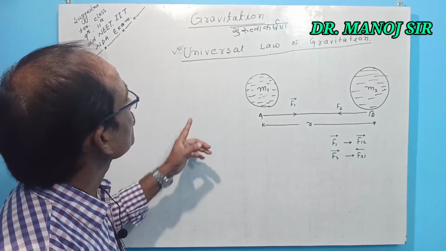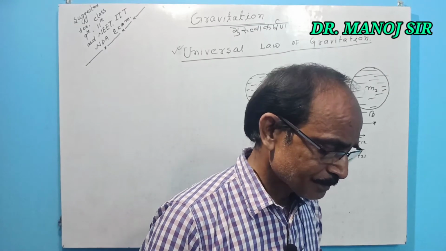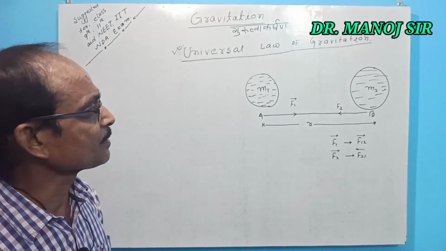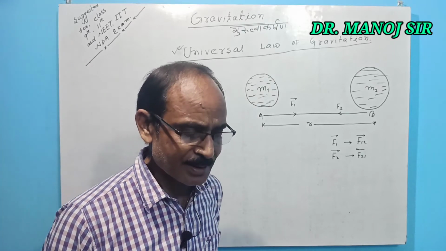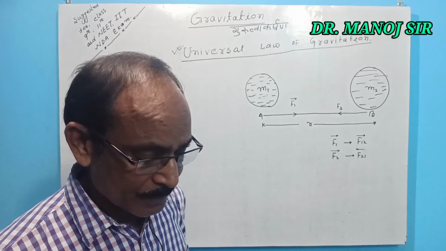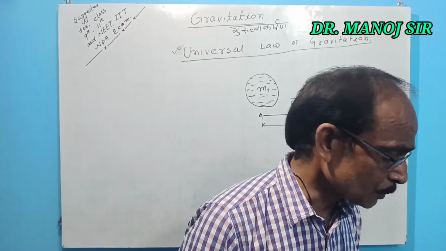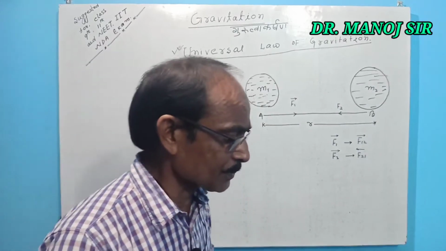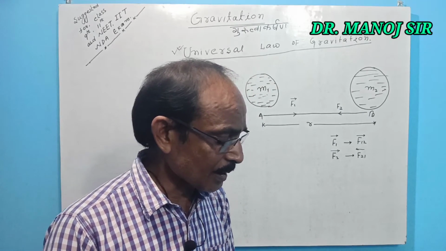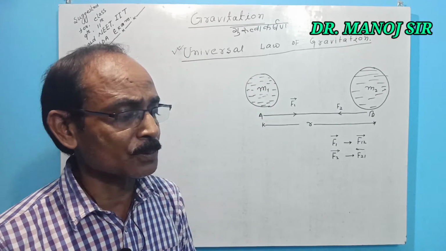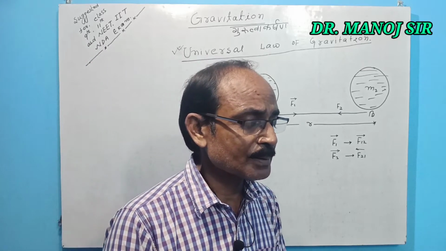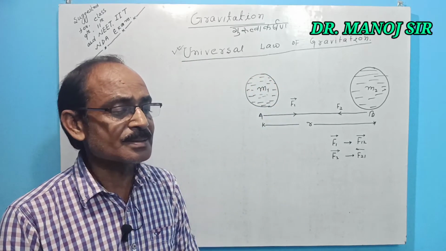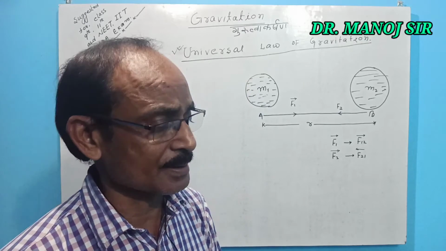According to Newton, he stated that every body in the universe attracts every other body with a force which is directly proportional to the product of their masses and inversely proportional to the square of the distance between them. This is the universal law of gravitation.